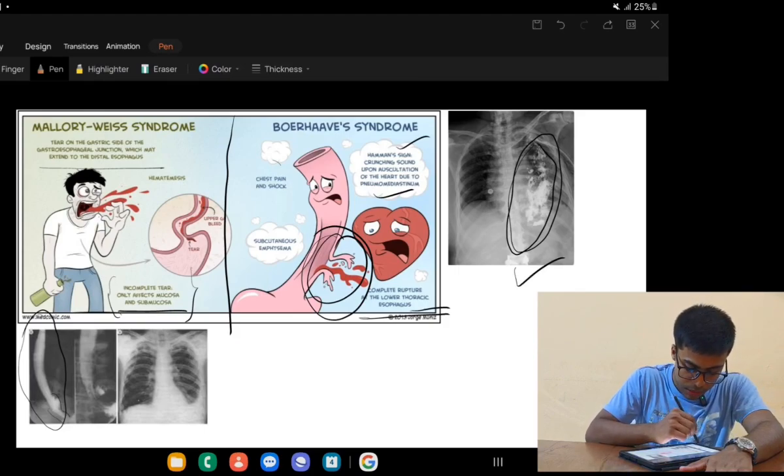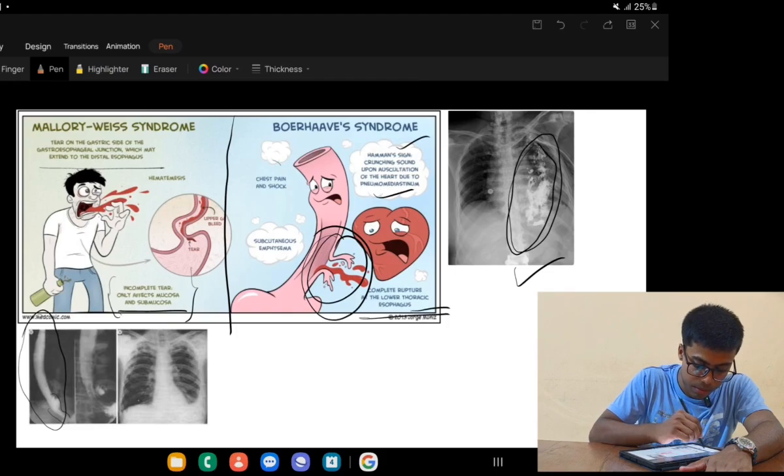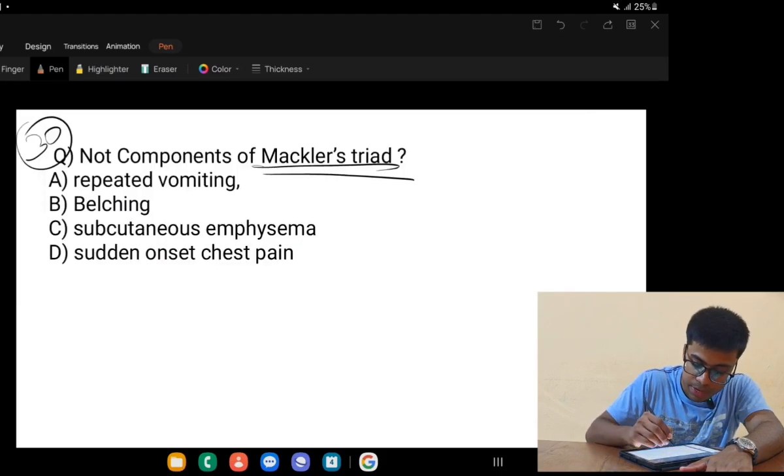Okay, so let's come to Mackler's triad. Mackler's triad includes repeated vomiting, yes. Belching, no. Subcutaneous emphysema, yes. Sudden onset chest pain, yes. So this is the answer.